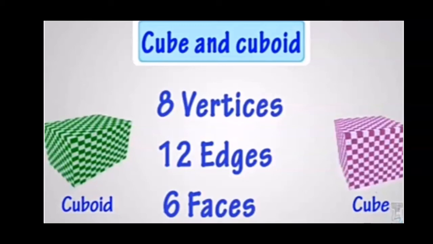So, students, totally cube and cuboid have the same number of vertices, the same number of edges and the same number of faces. Clear students, you are having 8 vertices, 12 edges and 6 faces. Clear all of you about cube and cuboid? Yes. And all of you clear about 3D shapes? Yes. Now we'll start the exercise. Clear students?